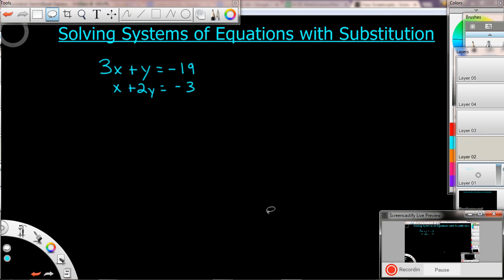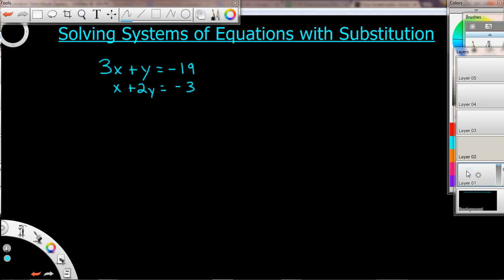Hi everybody. I'm going to make a little video here to show you how to solve systems of equations using the substitution method. Alright, so what I'm going to do is I'm just going to work through this problem and then I'll go back through the problem and tell you some of the more important steps and why we do those things. So step one is to pick one equation and pick one variable.